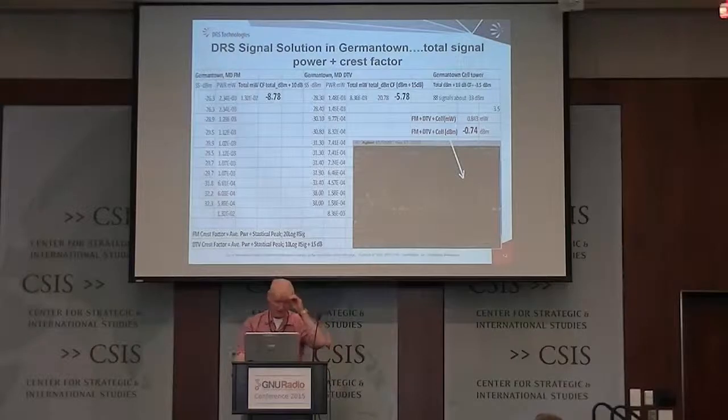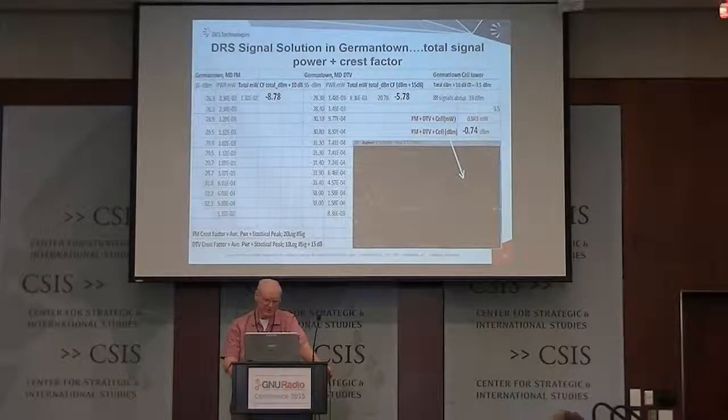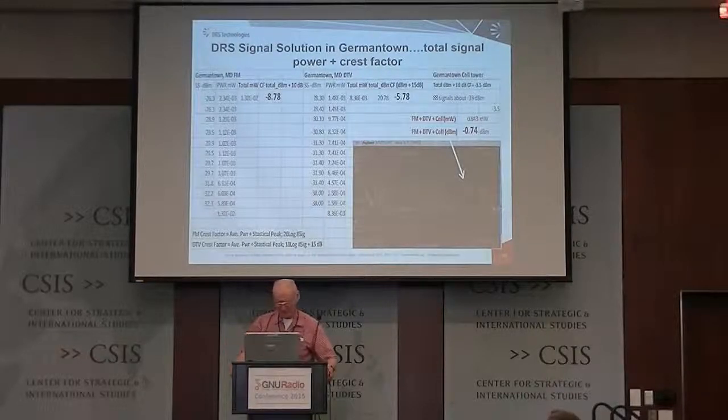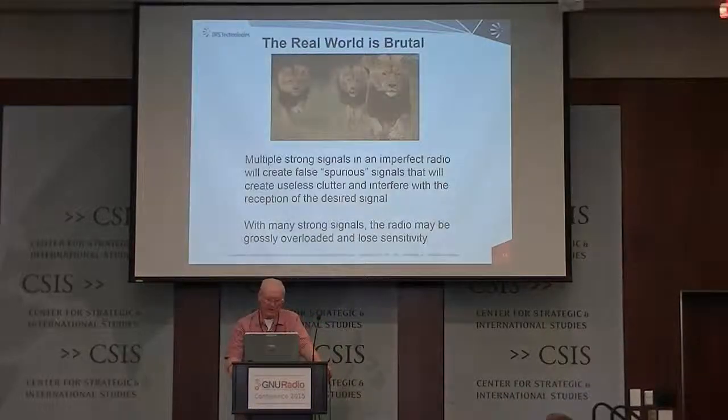So we put up a nice antenna on top of the roof of the DRS building just to see what we're getting there. And this is a measurement of everything going on in Germantown, Maryland. The FM band, the TV band, and the cell tower band, we're almost at zero dBm. The arrow pointing is the cell band, next to us. To the left, the highest signals are the FM signals, and in between are all the TV signals. So the real world really is rough.